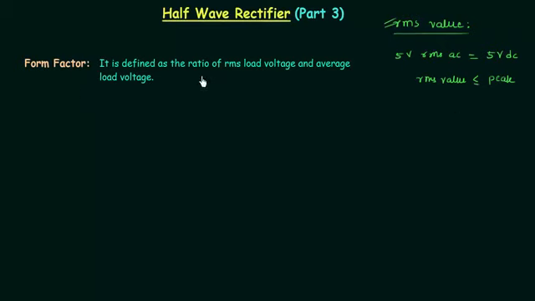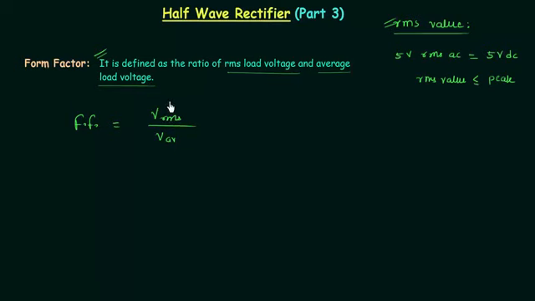It is defined as the ratio of RMS load voltage and average load voltage. So the form factor is equal to the RMS load voltage divided by V average. So this is how we calculate the form factor, and this is the definition for form factor.